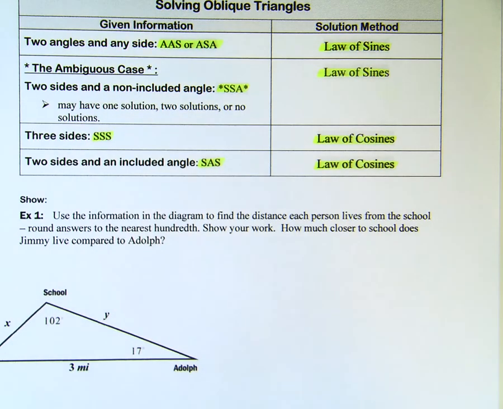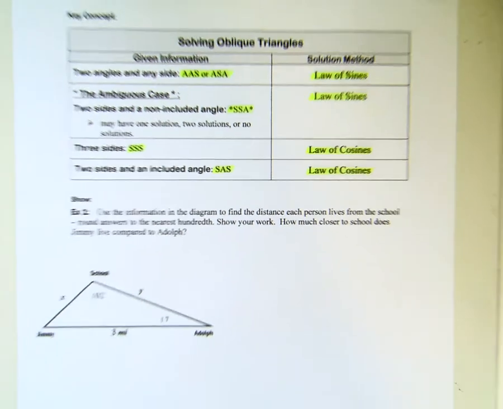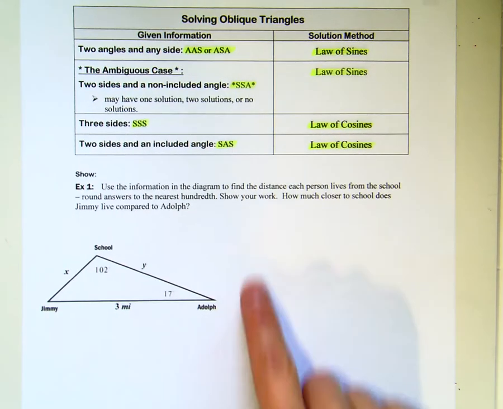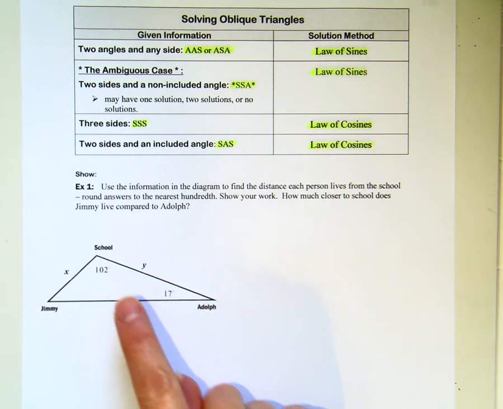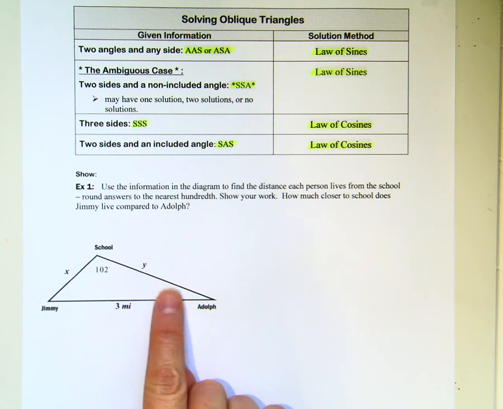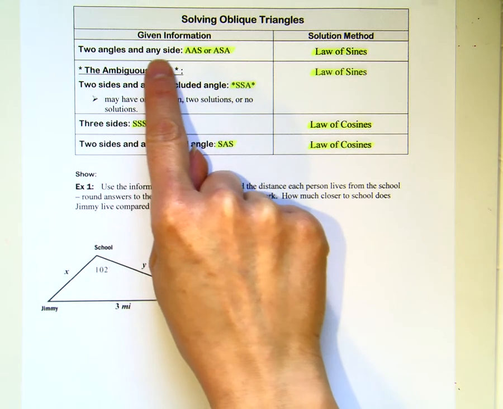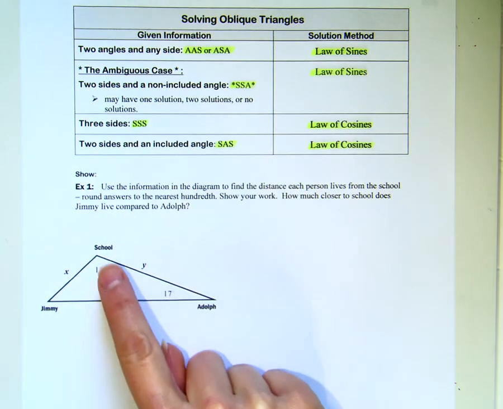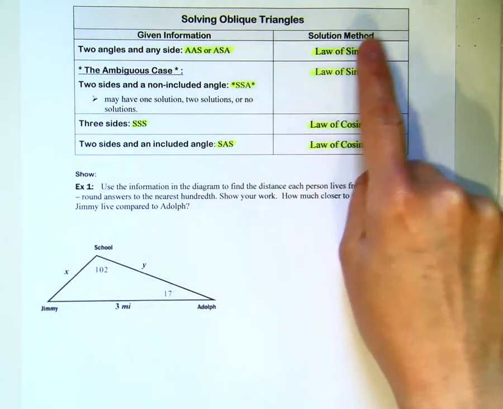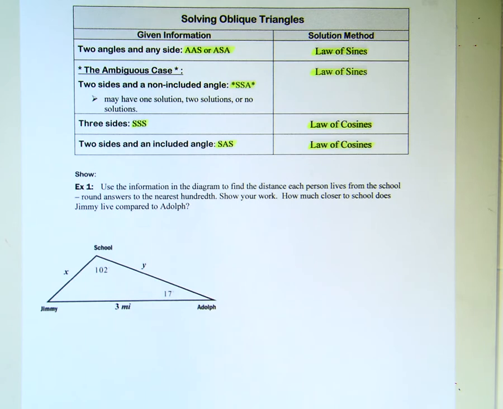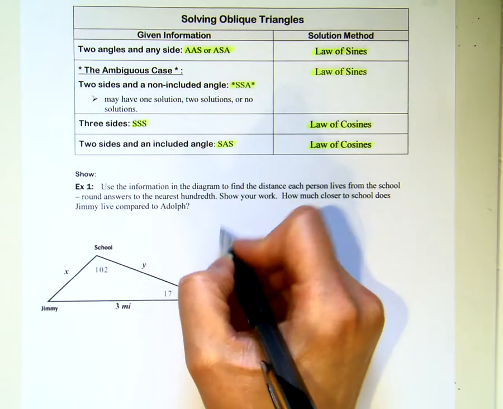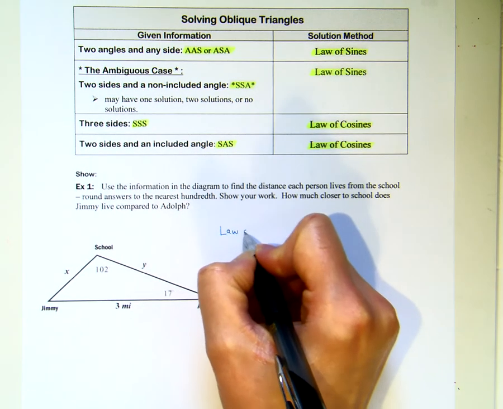First one, we have the diagram below here. Notice we are given 2 angles and a side. So right away, 2 angles and a side in any order. This particular order is AAS. We're going to use law of sines to solve. So this is going to be a law of sines problem.